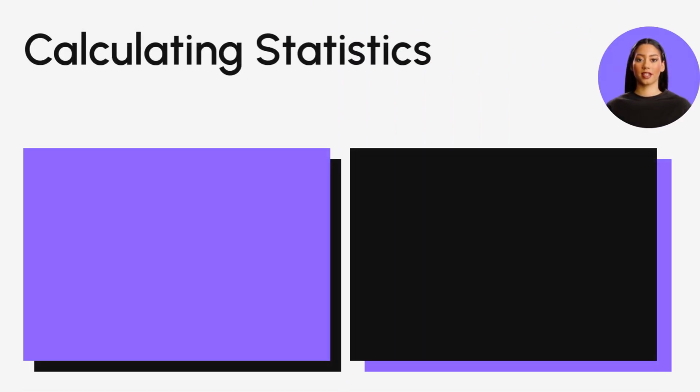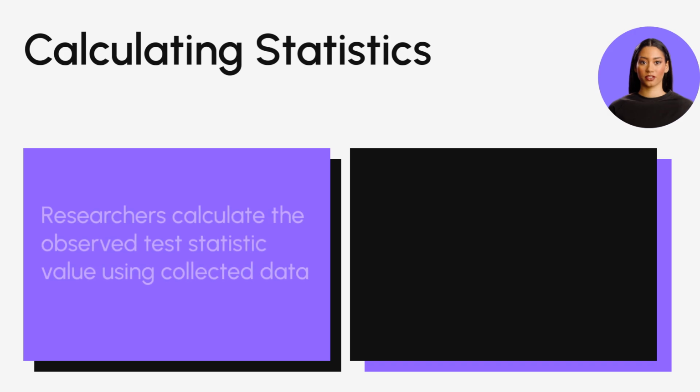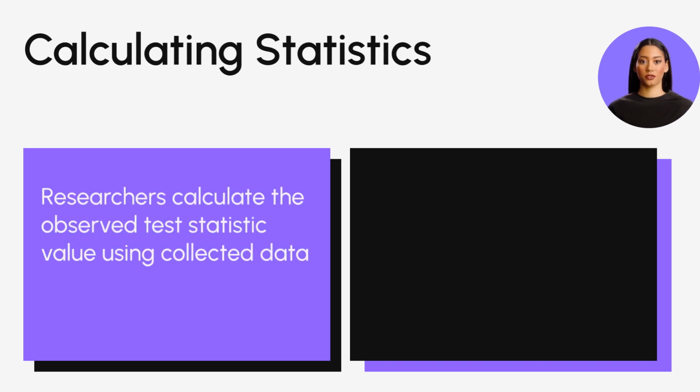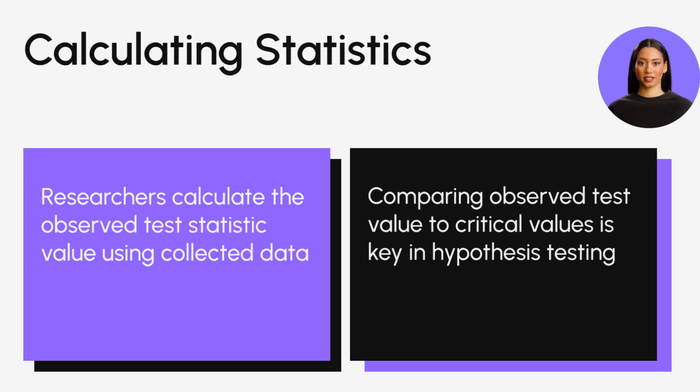Using the collected data and chosen test statistic, researchers calculate the observed test statistic value. This value is compared to critical values from a statistical distribution. Calculating the test statistic is a key step in hypothesis testing. It helps determine the validity of the hypothesis. Let's proceed to the next phase.